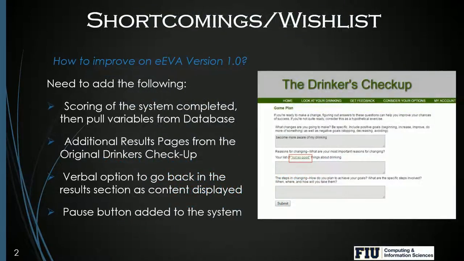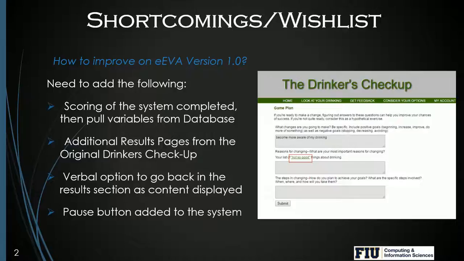For eEVA version 1.0, our user stories focused primarily on the results for the drinker's checkup, as well as implementation of a number of important system features, such as adding a next button and toggling of the counselor. However, future versions will need to add the following items.